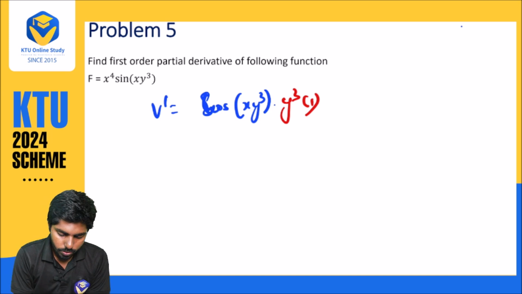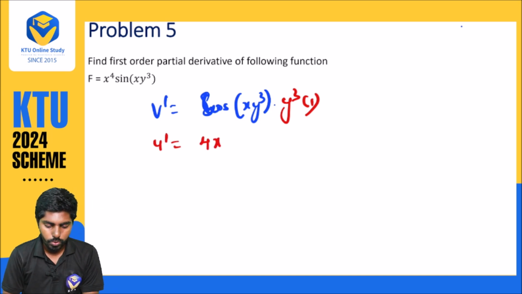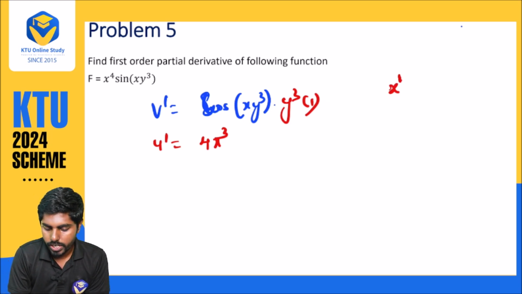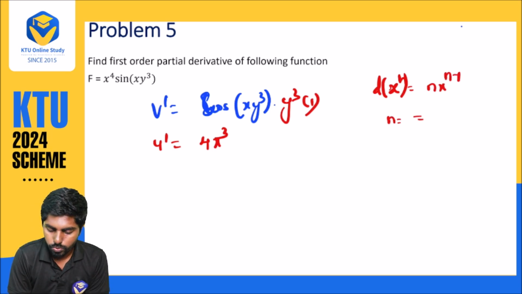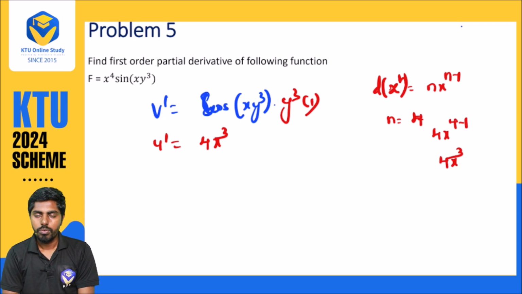Similarly, what is U dash? U dash is equal to 4 into x cube. The derivative of x power n is n into x power n minus 1. Here n equals 4, so 4 into x power 4 minus 1, which is 4 x cube.